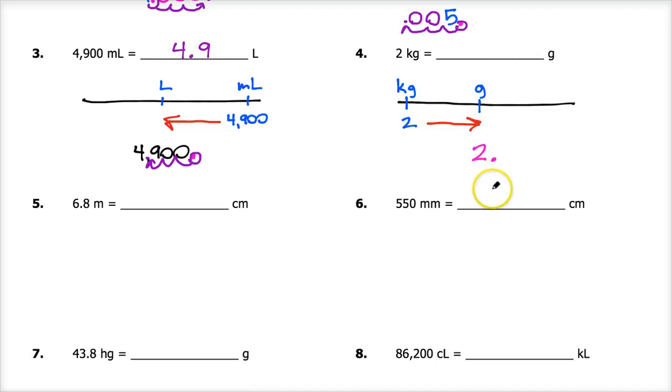So here's my decimal point on 2. Kilo is the 1,000. Okay, a kilogram is 1,000 times larger than a gram, so we need to move our decimal point 3 places to the right. So here are all my zeros, and moving my decimal point to the right 3 places, 1, 2, 3, I get 2,000 grams.